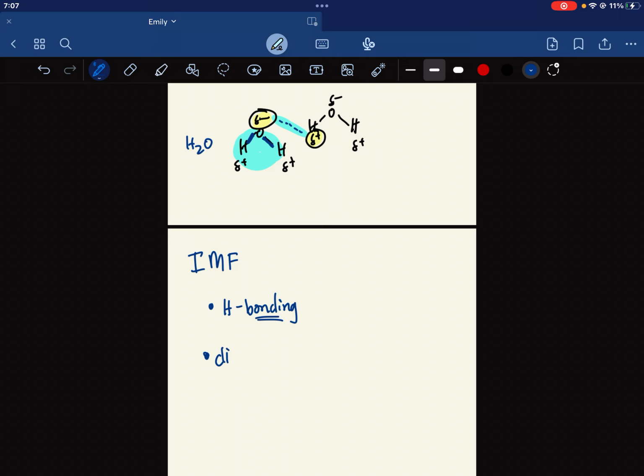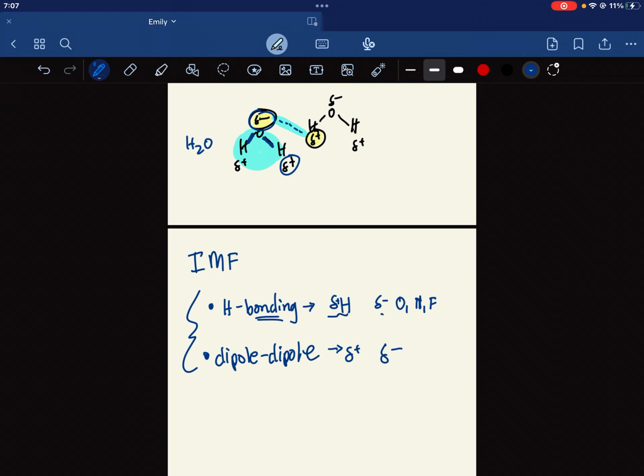We also have dipole-dipole. These two are really similar. They're basically the same thing. It's just that hydrogen bonding is between a partially positive hydrogen atom and a partially negative oxygen, nitrogen, or fluorine. Dipole-dipole is whenever I have a permanent dipole, or partial positives and partial negatives, but with any elements. It doesn't have to be one of these. We also have the one you asked about, dipole-induced dipole, and London dispersion.